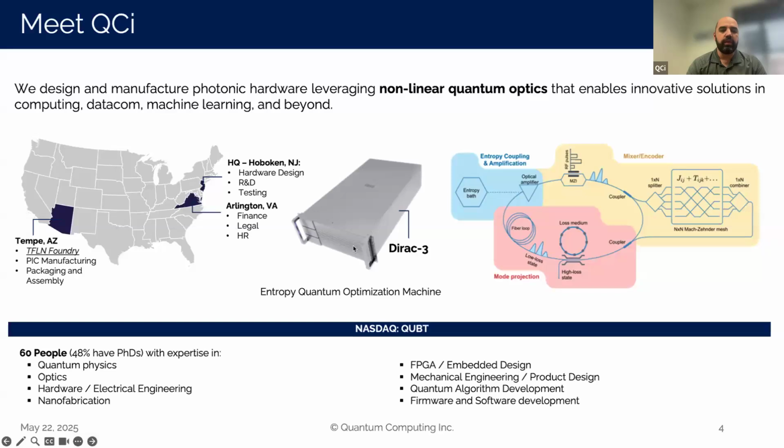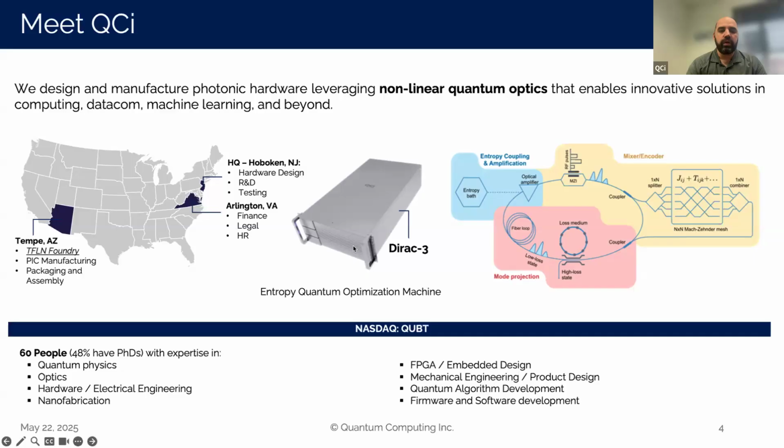teams work from. And a second site, which recently opened a few weeks ago, is our TFLN foundry that's located in Tempe, Arizona. And that is where we do PIC manufacturing, and we also have facilities available for prototype packaging and rapid assembly of our devices.